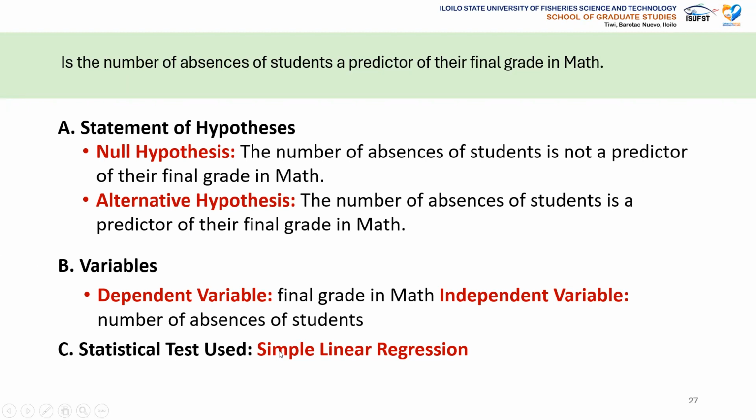So your dependent variable here is the final grade in math. Your independent variable is the number of absences of students. So later on, in the x-axis, first is the number of absences. And for the dependent, that will be the final grade in the y-axis. For the statistical test used, we will use simple linear regression.